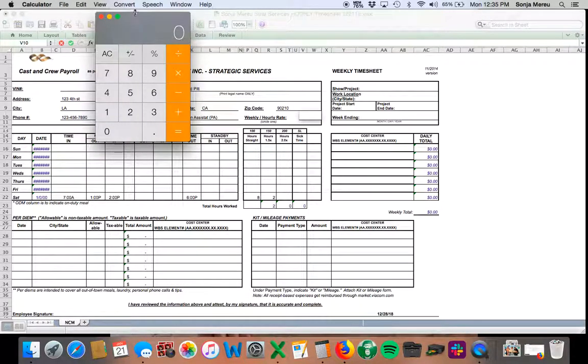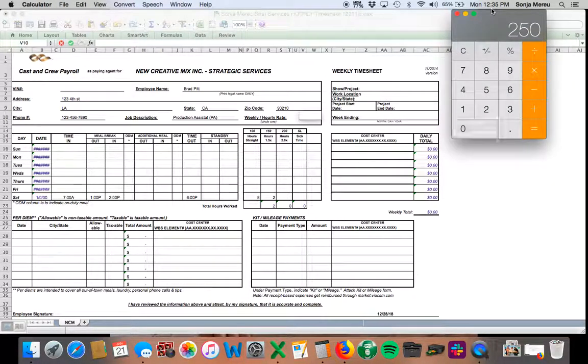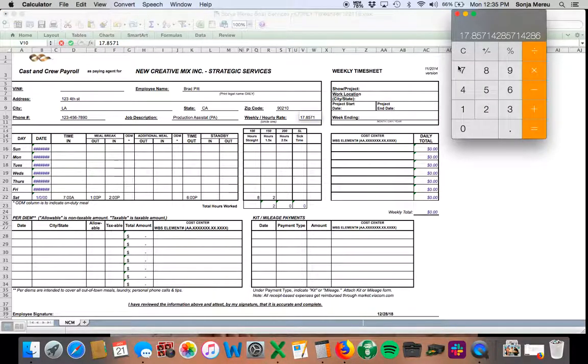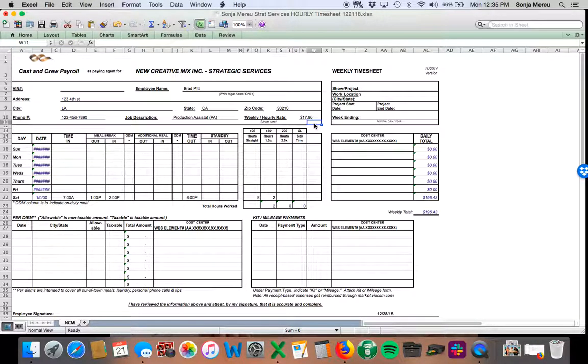So what you would do is if you're on a 12-hour, you're going to take your total, and instead of dividing by 12, you're going to divide by 14 because there's already some overtime built into a 12-hour day. So if your day rate is $250 for 12, you'll do 250 divided by 14, and your hourly rate is going to be 17.8571. You always want to go to the fourth decimal, so 17.8571. Let's double check that that's correct. Yeah, 8571. So that is your hourly rate.